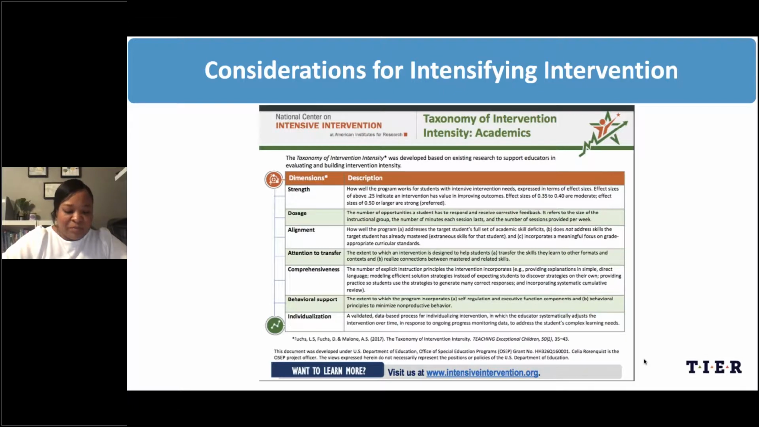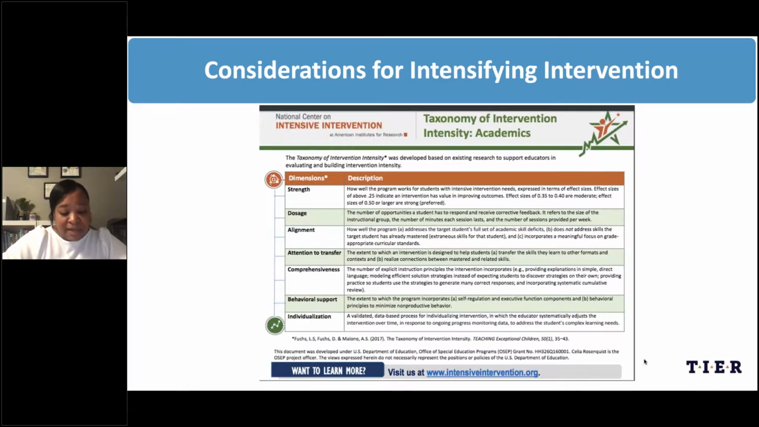When considering the strength of the program, effect sizes above 0.25 indicate an intervention has value in improving outcomes. The preferred sizes are 0.50 or higher for strong effect. The dimension of dosage, similar to what we discussed on the previous slide, refers to the number of opportunities that a student has to respond and receive corrective feedback. It also refers to the size of the instructional group, the number of minutes each session lasts, and the number of sessions provided each week.